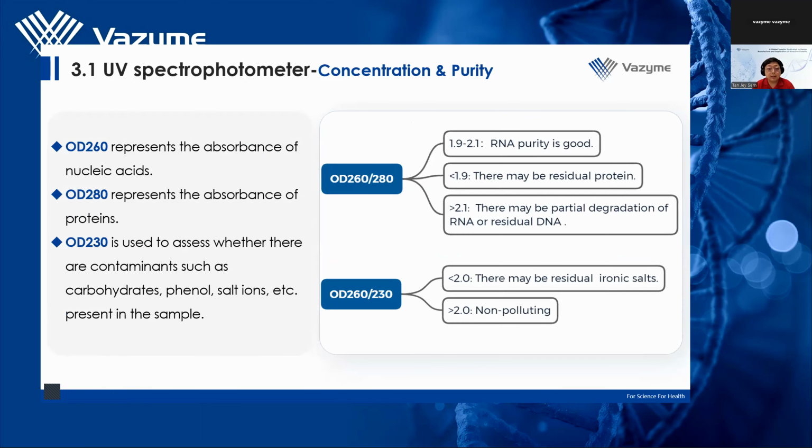As mentioned earlier, nucleic acids exhibit their maximum absorbance peak at 260 nanometers, while proteins do so at 280 nanometers. Therefore, when we say OD260, it normally represents the absorbance of nucleic acids. OD280 would represent the absorbance of proteins, and additionally, OD230 is used to assess the presence of contaminants in the sample, such as carbohydrates, phenol, salts, ions, and so on.